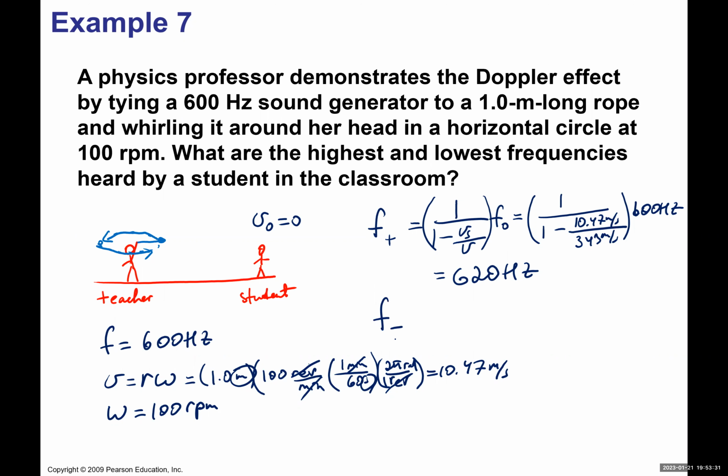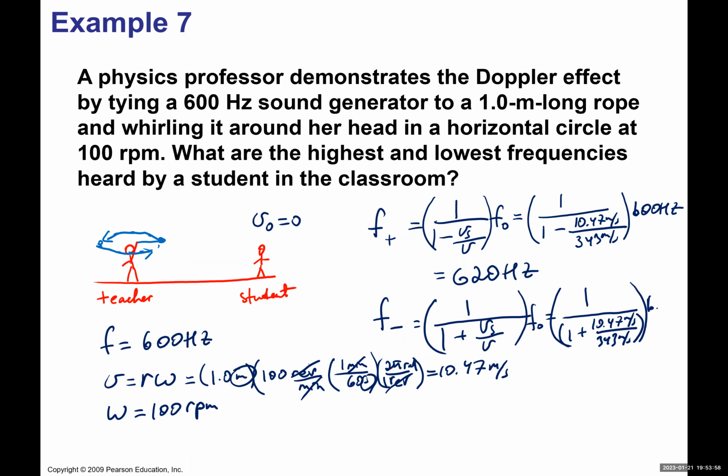The instant when the generator is moving away, we can use the equation where it's plus. The difference here is that the velocity of the source divided by the velocity of sound, times the original frequency. So what we end up with is 1 plus 10.47 meters per second over 343 meters per second, this whole thing times 600 hertz.